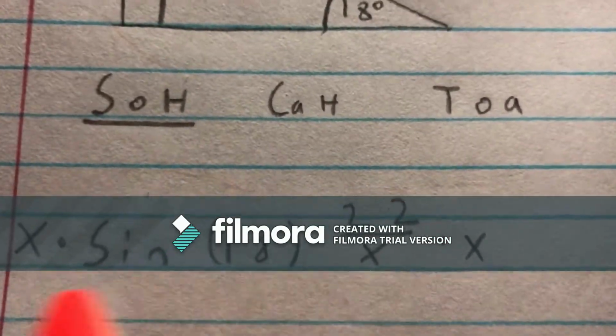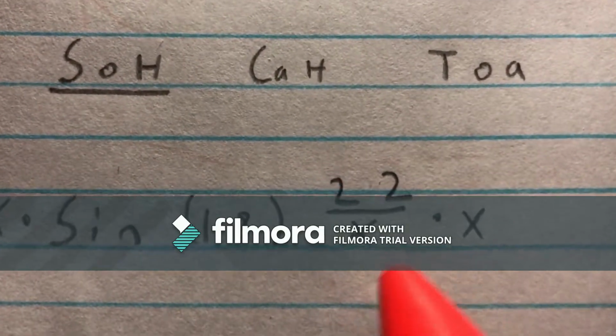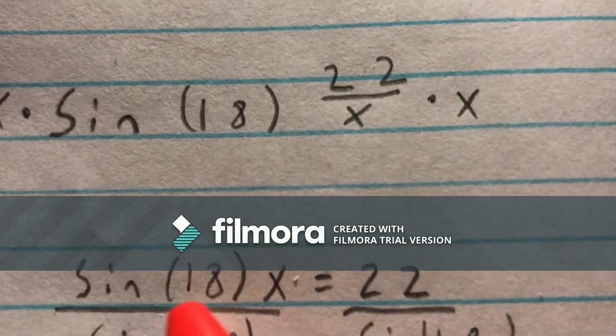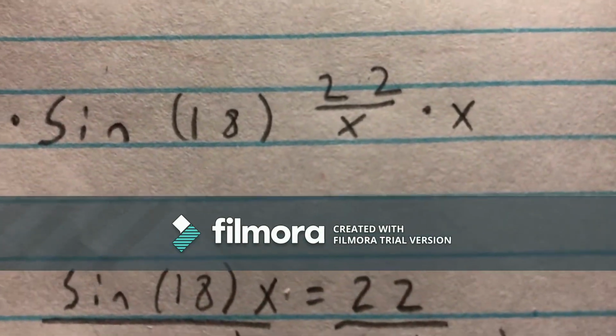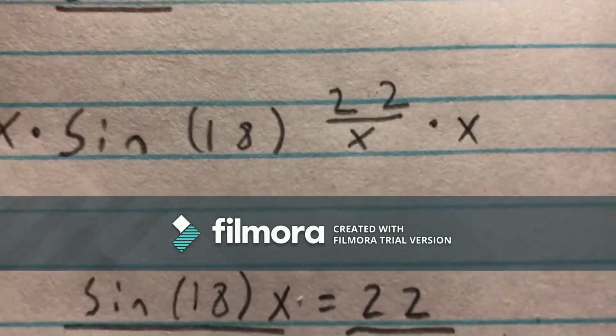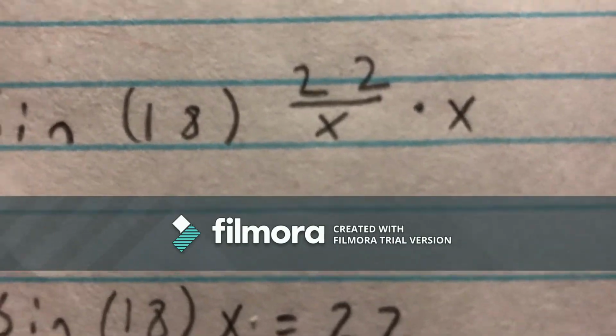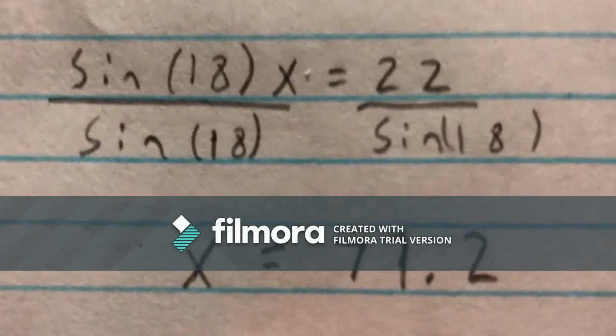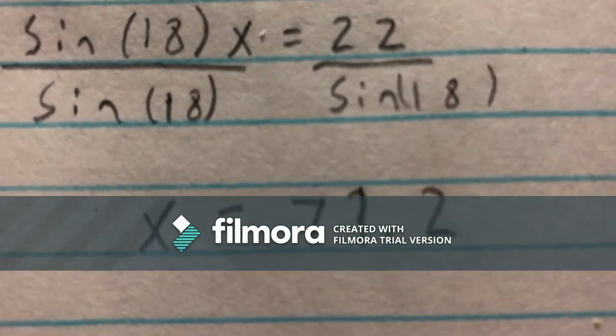To solve this, we're going to have to multiply both sides here by x to simplify it down. Once we do that, we get to this equation here: sine 18 times x is equal to 22. But how do we go from there? We divide both sides by sine 18. And if we put that into our calculator here, you'll see that x, or the hypotenuse side, is equal to 71.2.